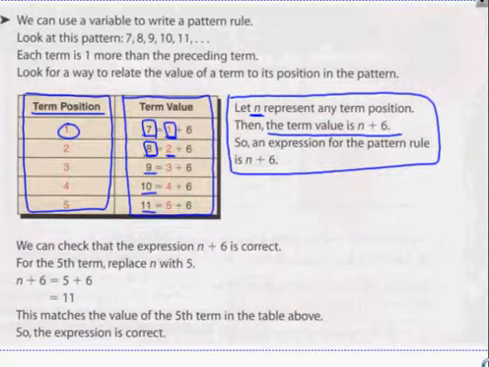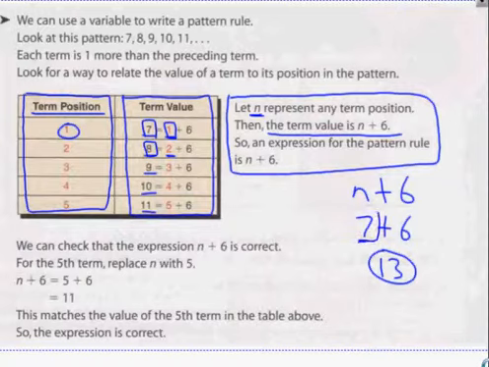Alright, so if I did n plus 6, and then I said to myself, well, how about if I looked at the term position of number 7? What if I put a 7 in there? Instead of n, I put 7. So the term position is equal to 7 in this case. And then I add 6. What is 7 plus 6? It's 13. So the term value would be 13 if the term position is 7.